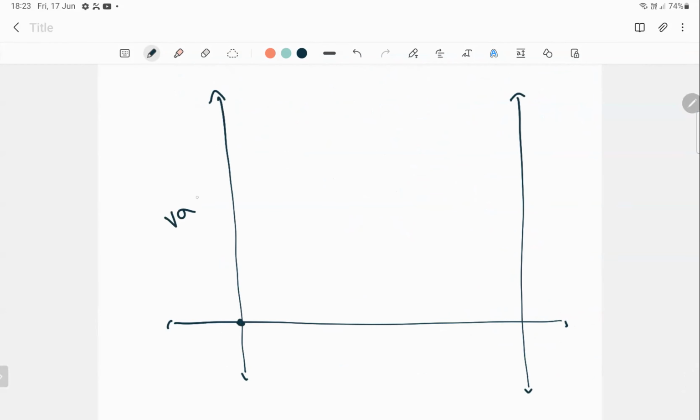So, this is the graph. This is your vapor pressure. Here also your vapor pressure. And here we can take your mole fraction.